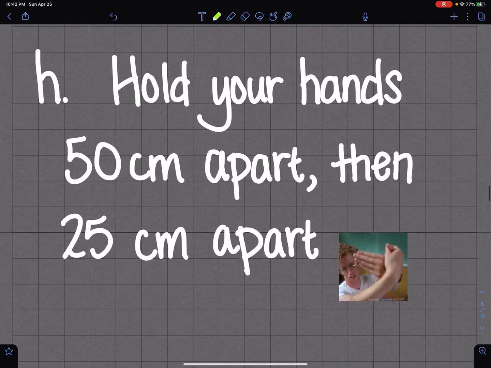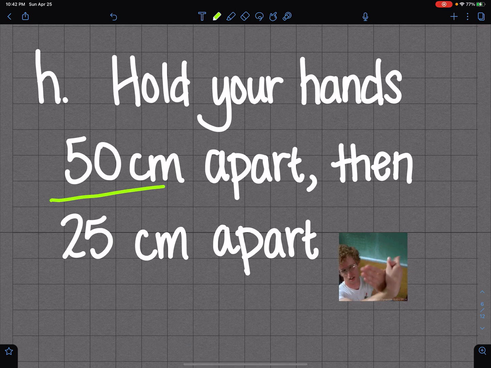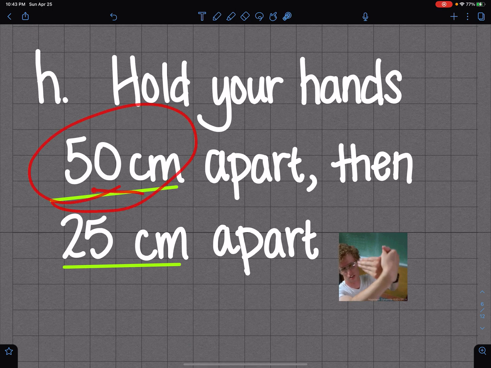All right, Happy Hands Club. Ready? Here we go. We are going to hold our hands 50 centimeters apart and then 25 centimeters apart. Think about how much a centimeter is. Try and guess that. So you're going to start with some distance, and it looks like you're going to divide that distance in half.